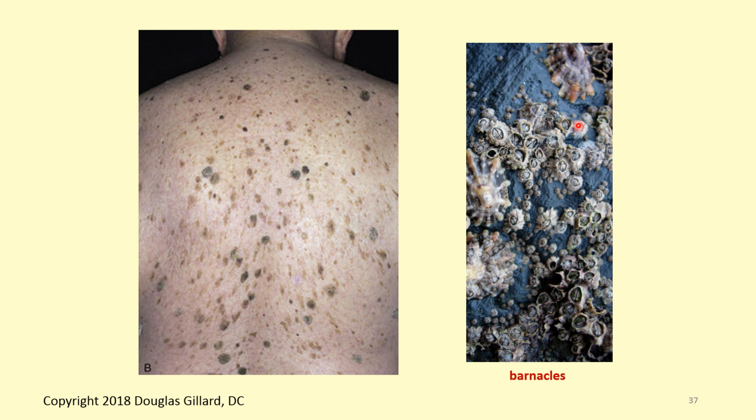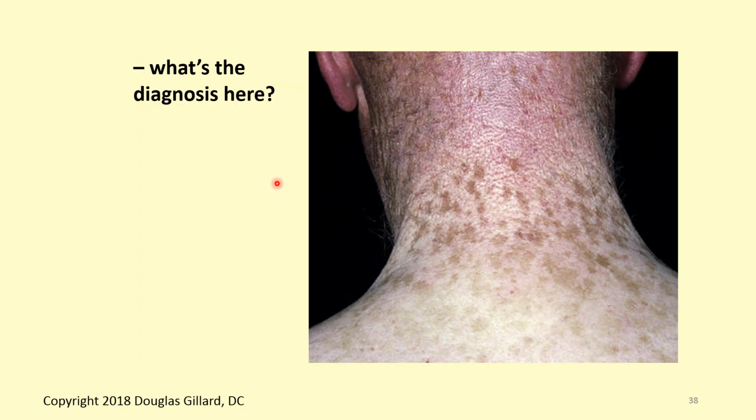They're very superficial. Therefore, you can scrape them off real easy. Some people say they look like barnacles. Here's barnacles. They get stuck to a ship's hull or rocks, and they look like they can be pulled off easily, and they can come off easily. Now, what is this?